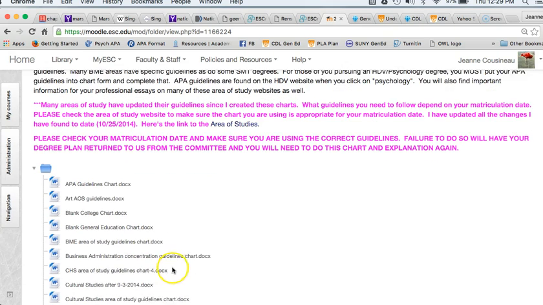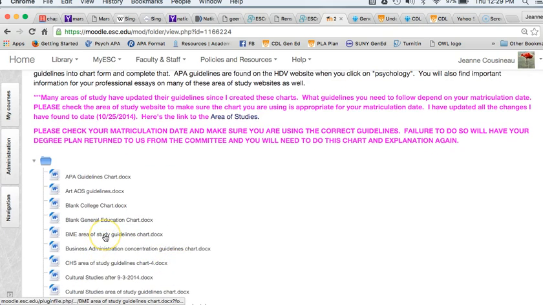When you decide, oh, here's BME, that's me, I'm going to use this, that's fine, but you need to go into the area of study for BME and make sure that these are the correct guidelines. You need to know when you matriculated. And again, I will go through that in a moment. Okay, so this link right here will take you to the area of study so you can double check.